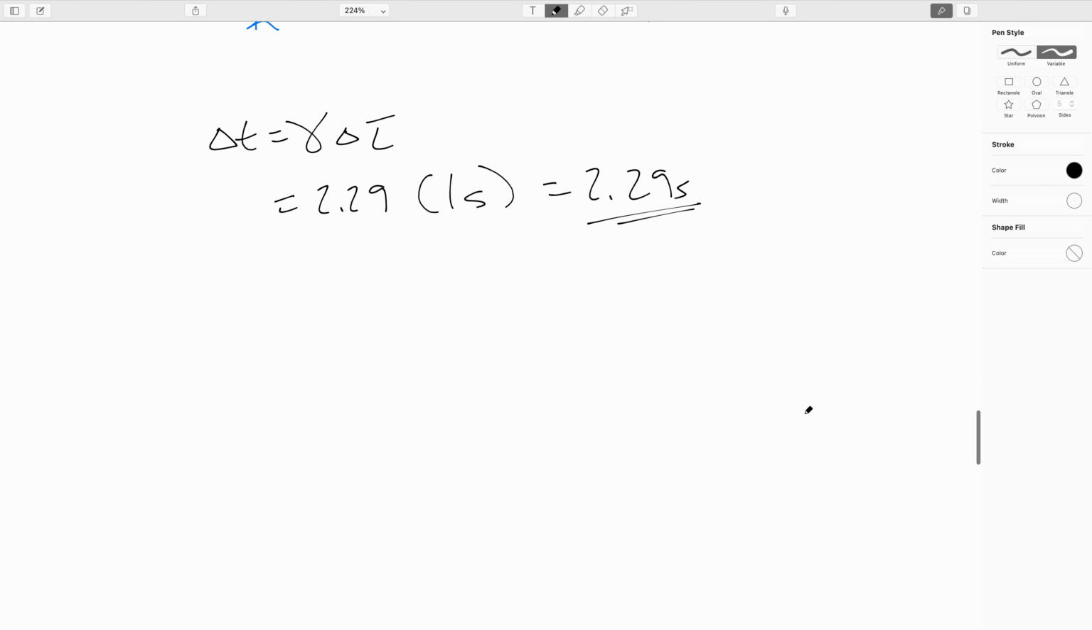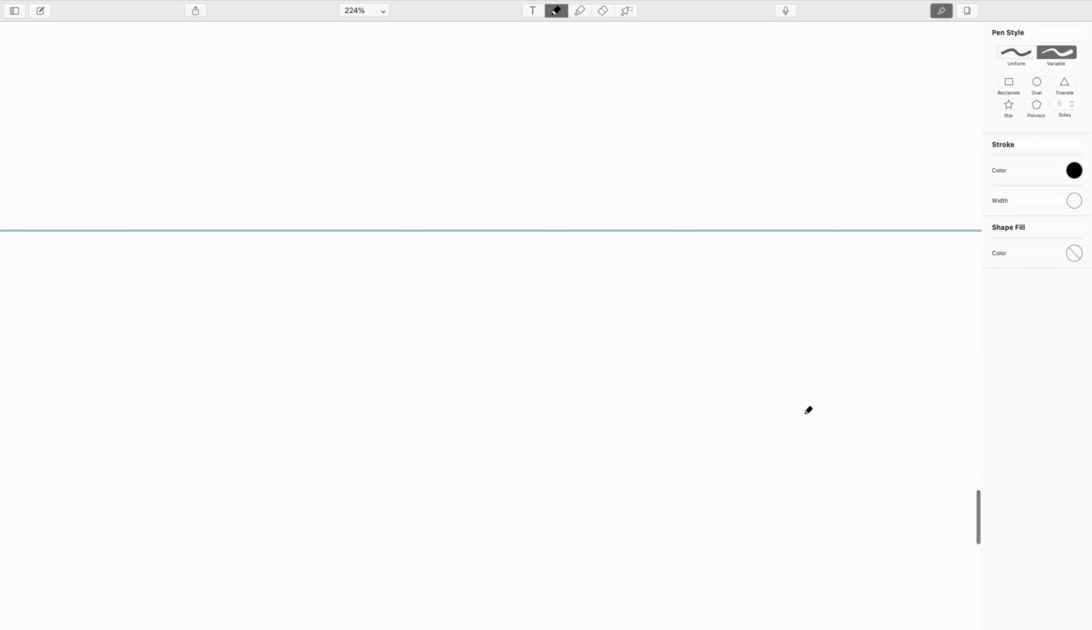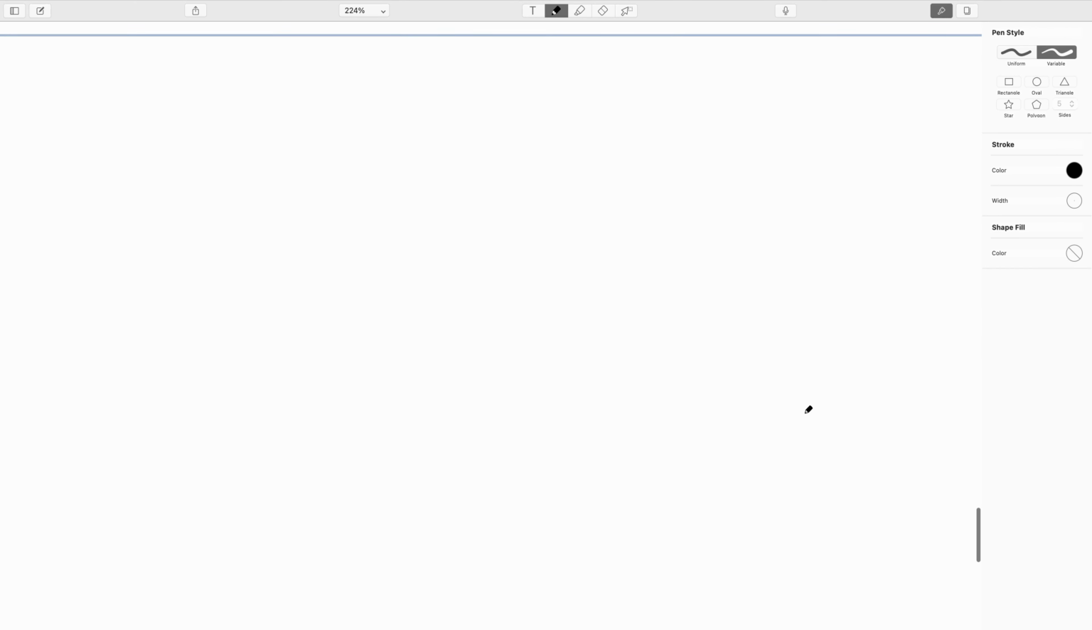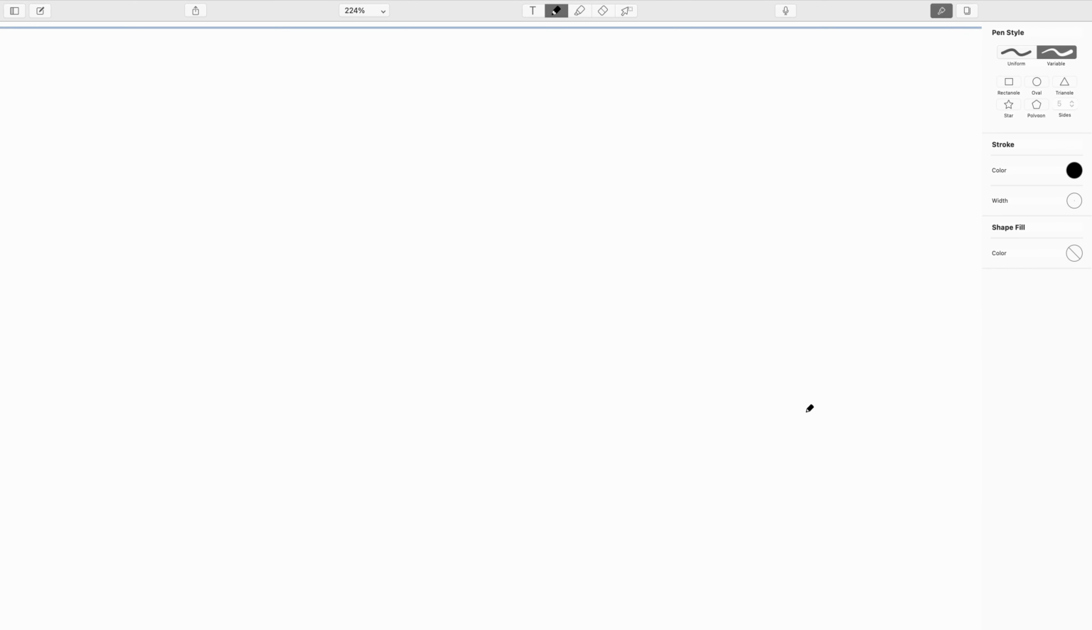All right, so the related phenomenon to time dilation is length contraction. Because remember, since we had to give up on simultaneity, that means that not only do we disagree on how long the time interval is between two events, we also have to disagree about the distance between two events. This phenomenon gets called length contraction.